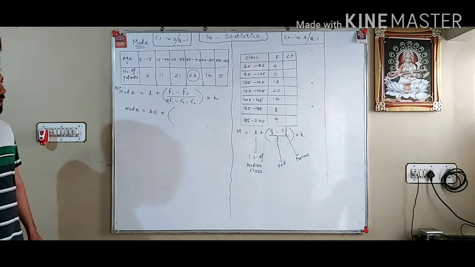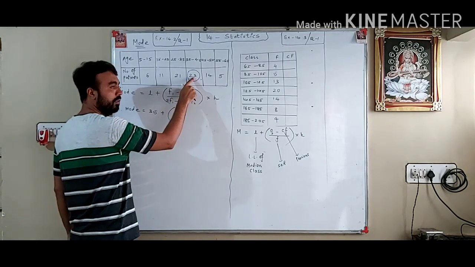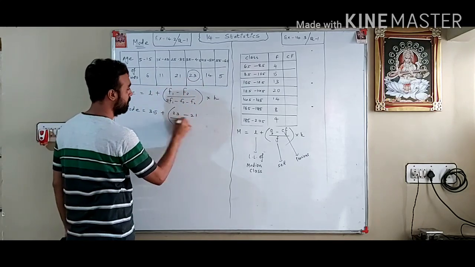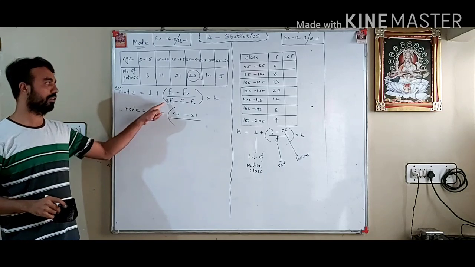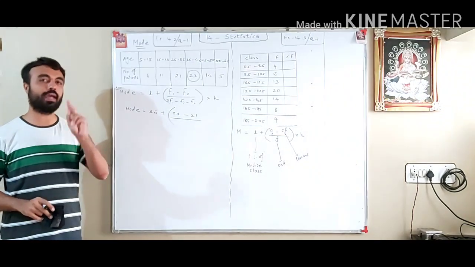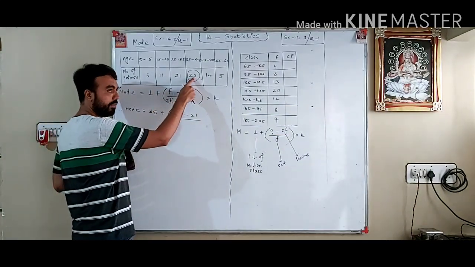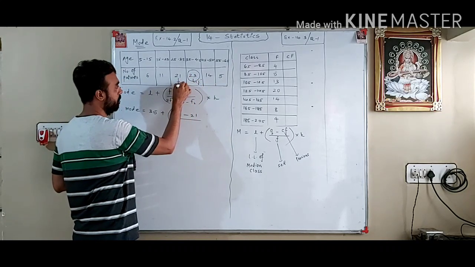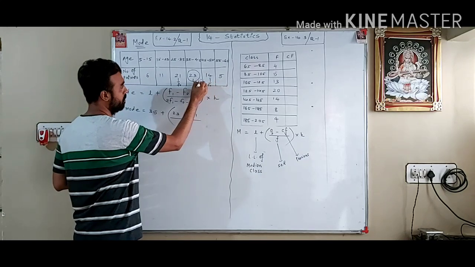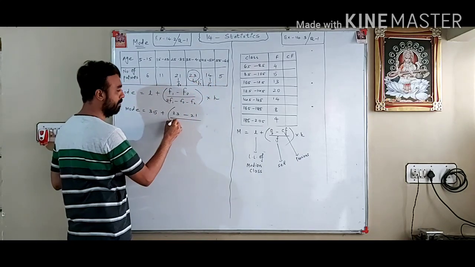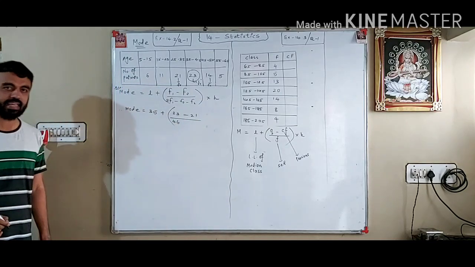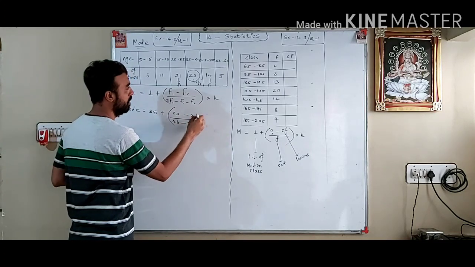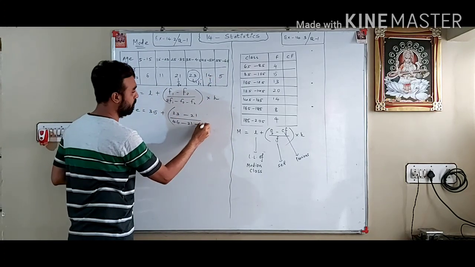Plus F1, F1 was the self, so 23. F0 was the previous, so 21. Upon, be careful here, 2F1, double of F1. F1 is 23. Right? F1 is 23. This is F0. This is F2. F1 is 23. So double of that, it is what? 46. Minus F0. F0 was 21. Minus F2. F2 was 14.